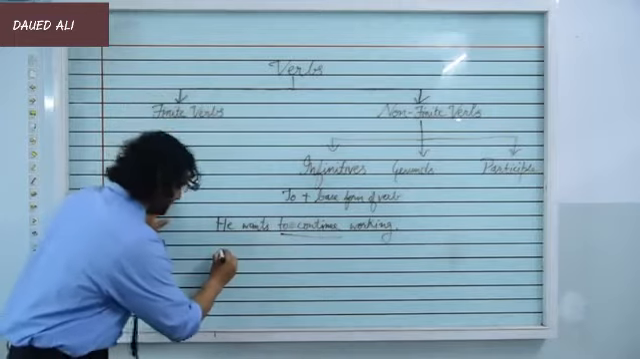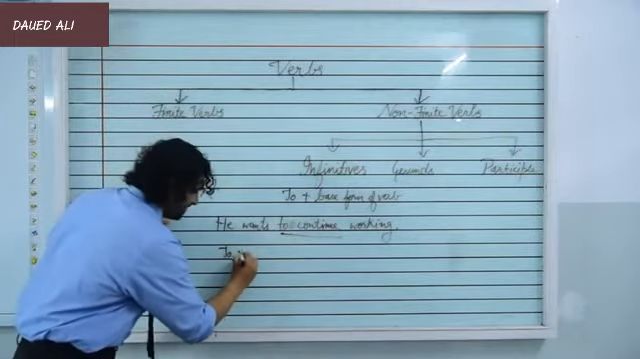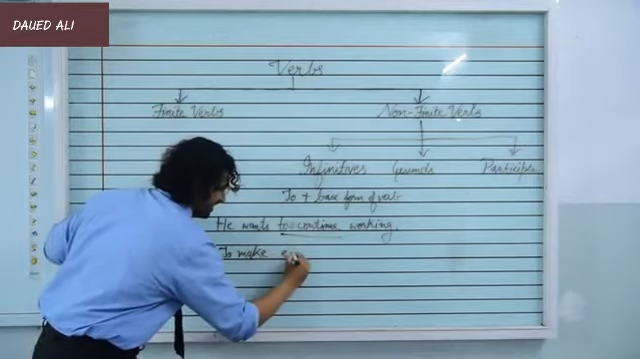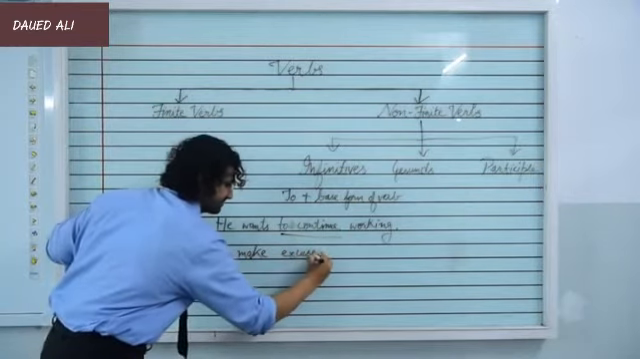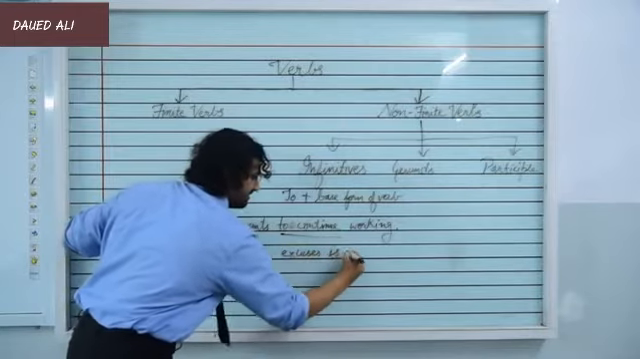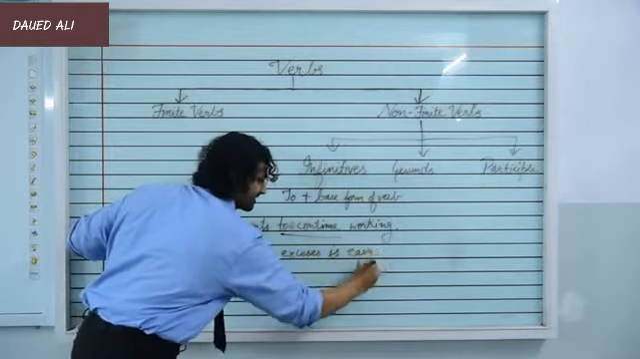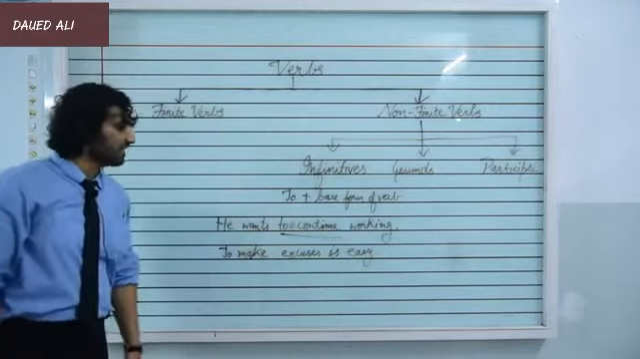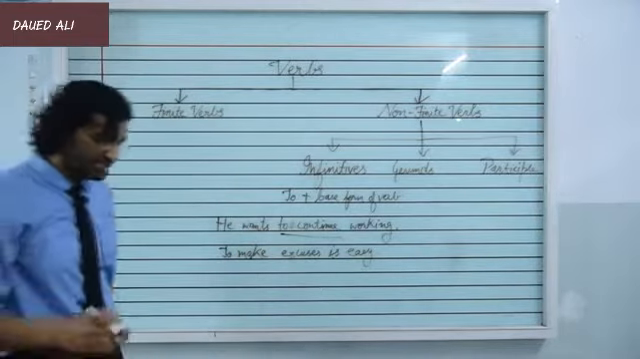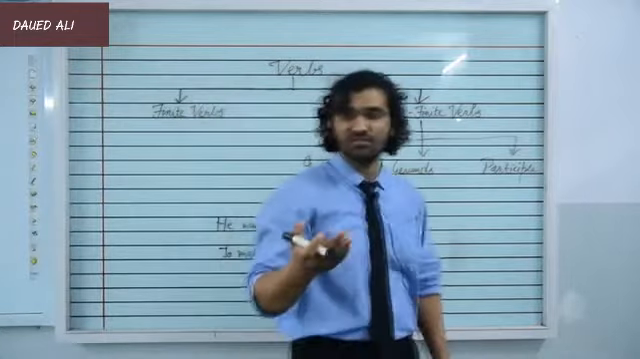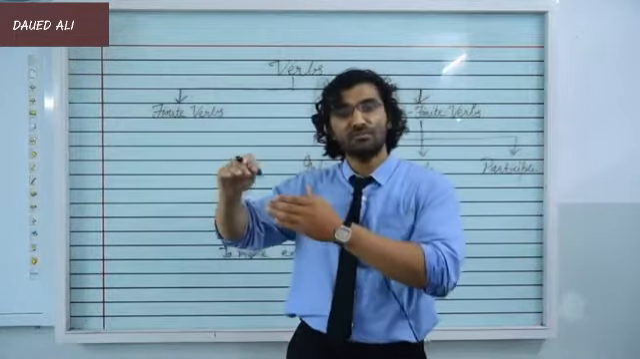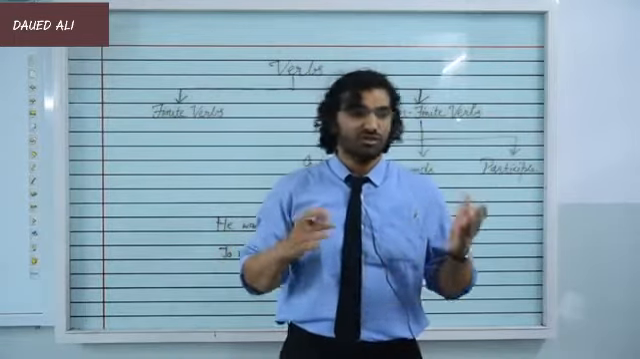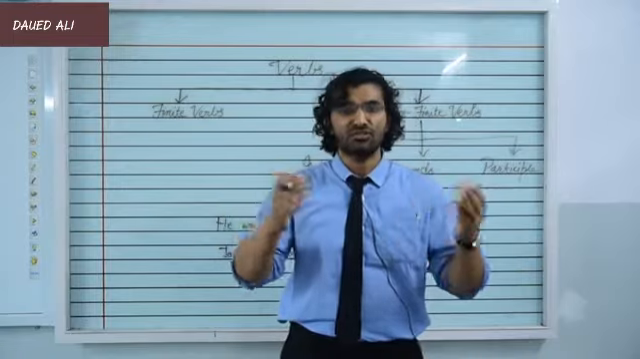See another example. To make excuses is easy. So can you try to identify the infinitive for me in this sentence? I will repeat. What are infinitives? To plus base form of a verb. To go, to want, to continue. Alright, to do this, to write, to sing, to dance, to cook.